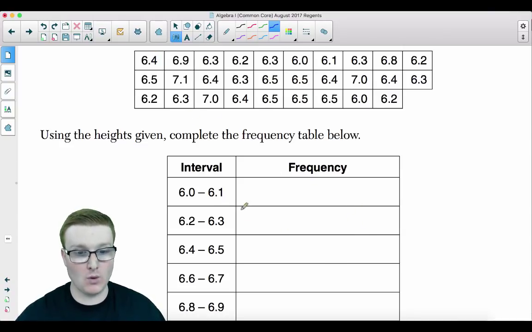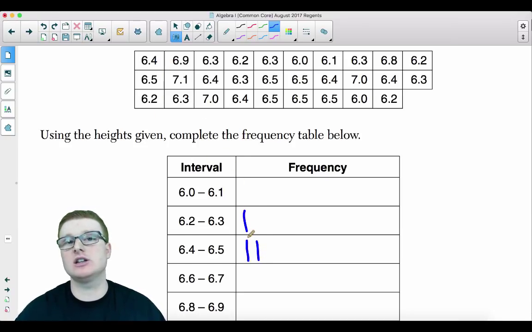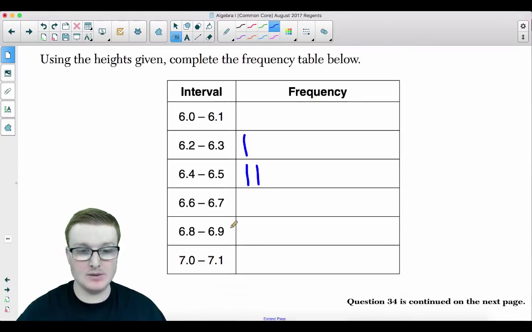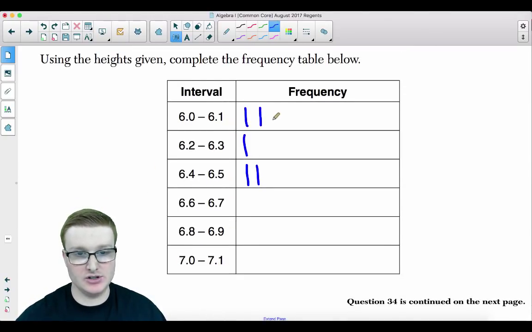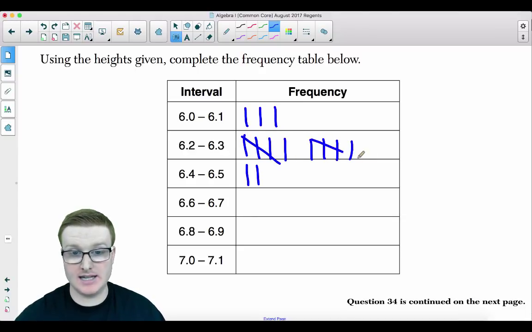For example, 6.4 is in this box between 6.4 and 6.5. Then 6.5 is in the same box. 6.2 is in this box. So I'm just going to leave that up to you. I will tell you that these are the answers. There's 3 tally marks up here. 1, 2, 3, 4, 5 with that cross. 6, 7, 8, 9, 10.